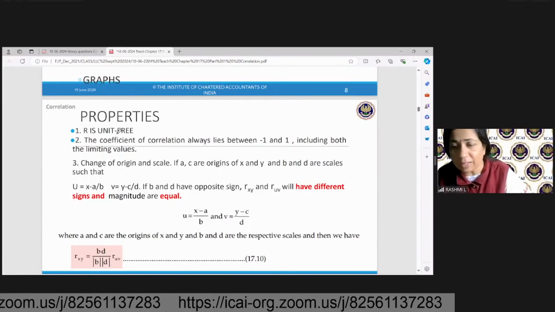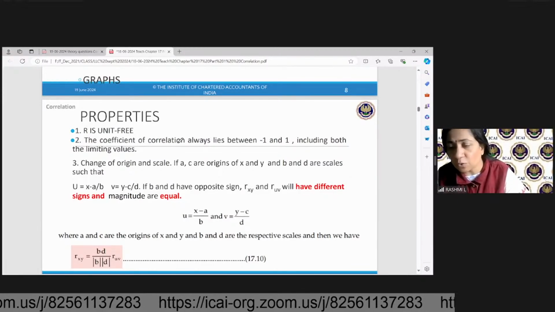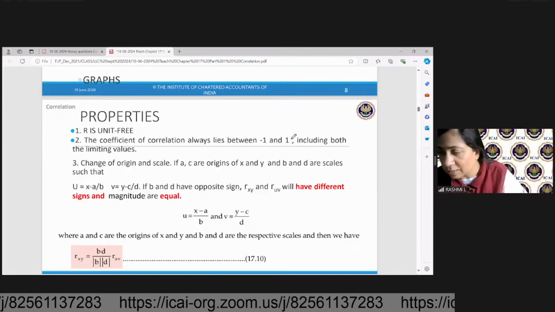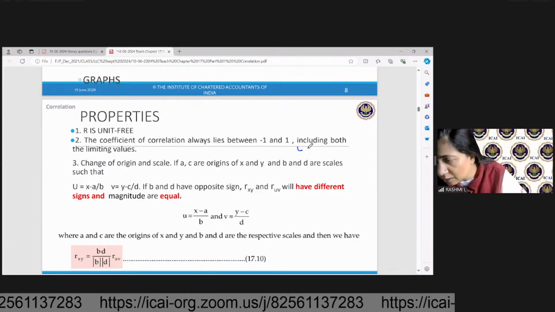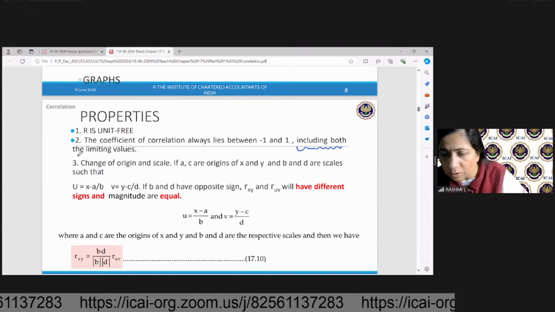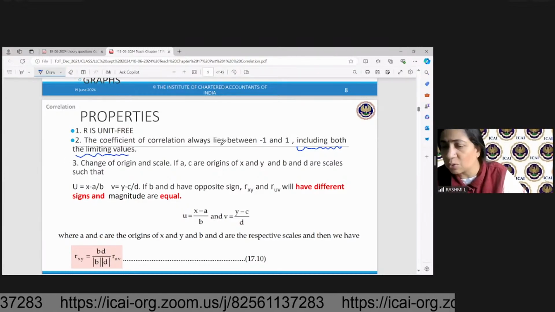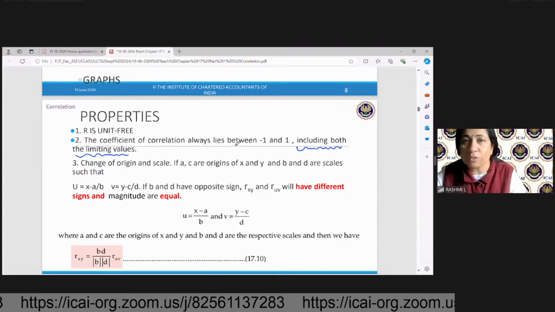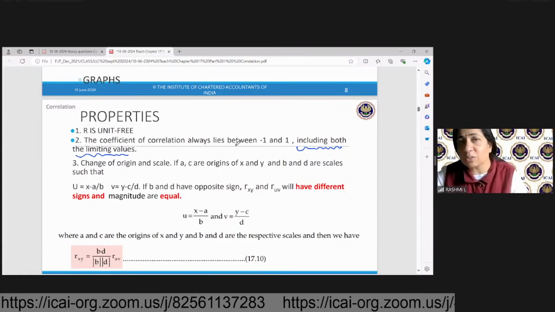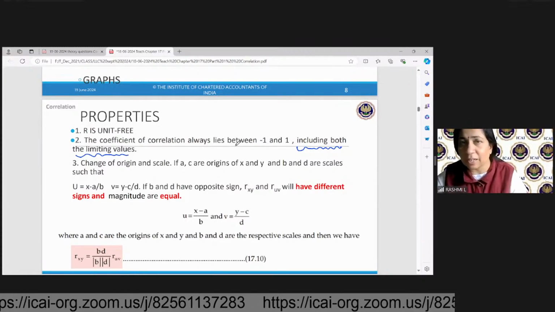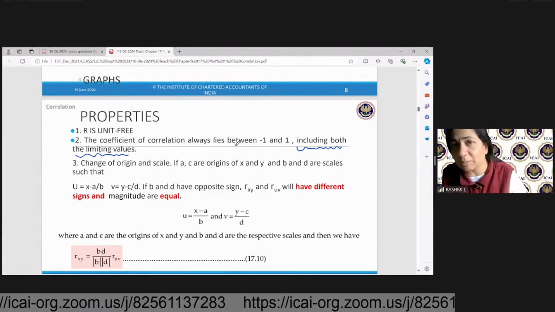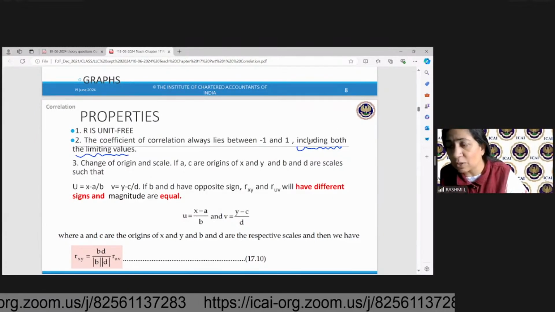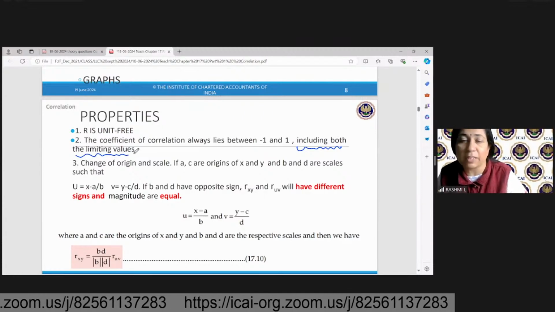R is unit free. The coefficient of correlation always lies between -1 and +1. This is very important, including both the limiting values. You can get a question: coefficient of correlation lies between -1 and +1, that is correct. But then they will say excluding limits, including limits. So that's why you should always know including both the limiting values.